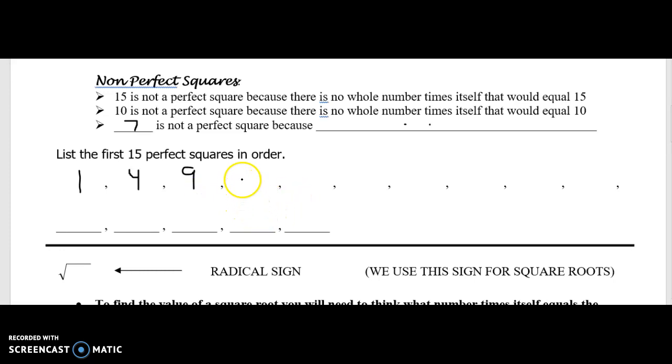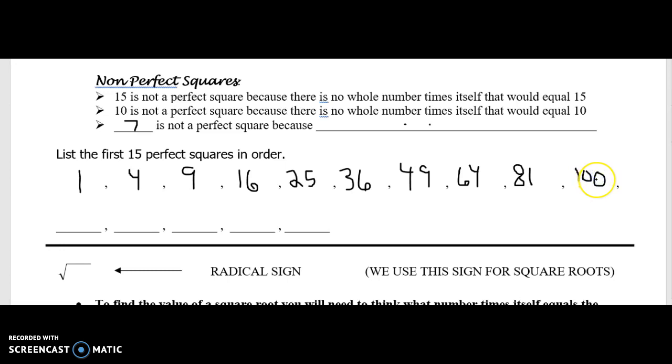The next one is 4 times 4, which is 16. The next one is 5 times 5, which is 25. The next one is 6 times 6, which is 36. The next one is 7 times 7, which is 49. The next one is 8 times 8, which is 64. The next one is 9 times 9, which is 81. And then the next one is 10 times 10, which is 100.